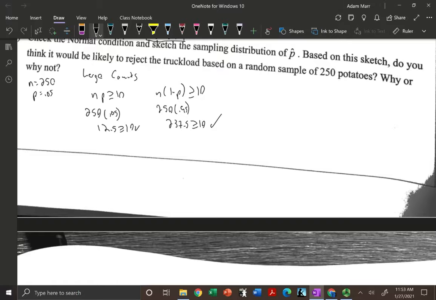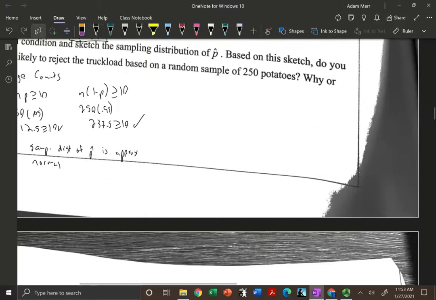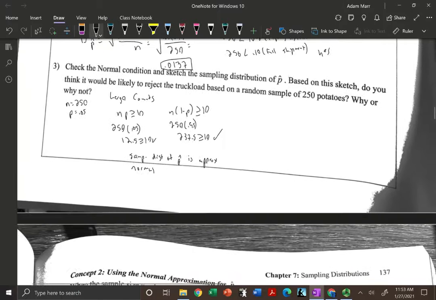So what does that mean? That means that we can assume the sampling distribution of p hat is approximately normal. Okay, so no problem.